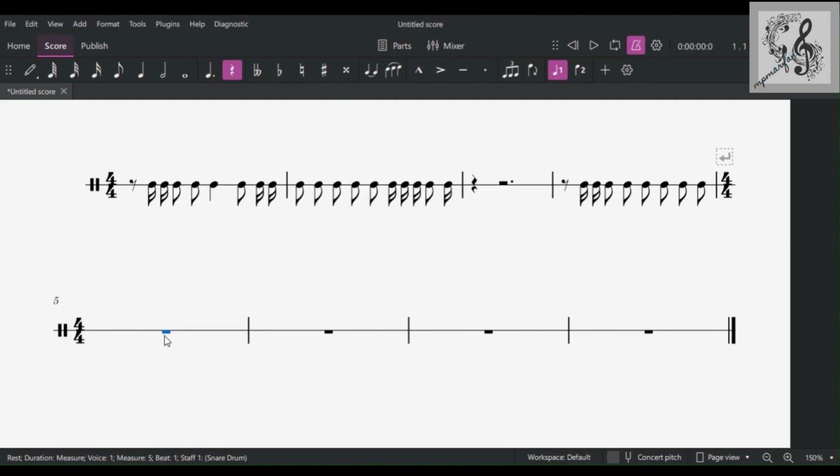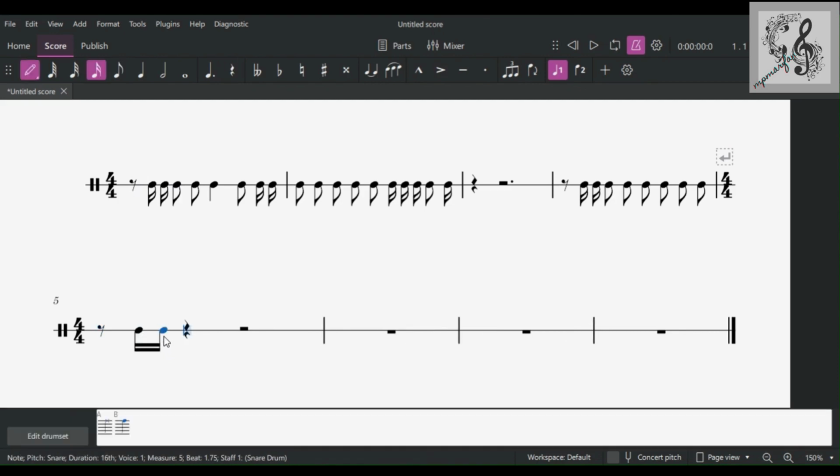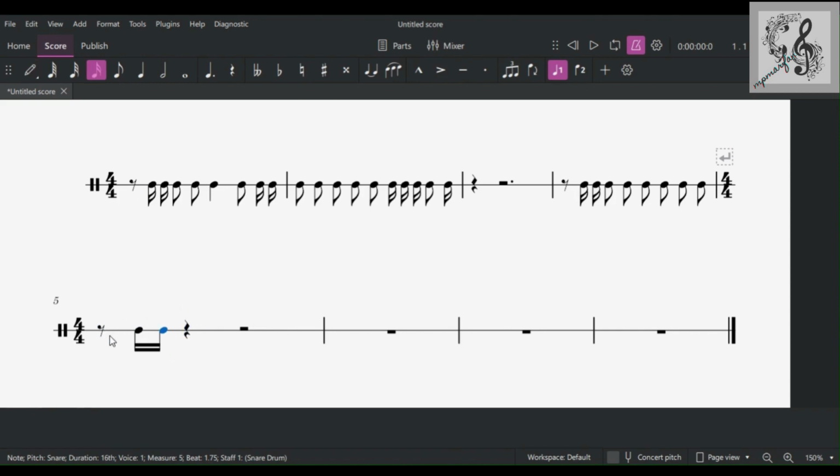So this is where the first count lies. We have an eighth followed by two sixteenths. The second count is going to begin here. And this is an eighth and an eighth. An eighth and an eighth is going to fulfill the second count.